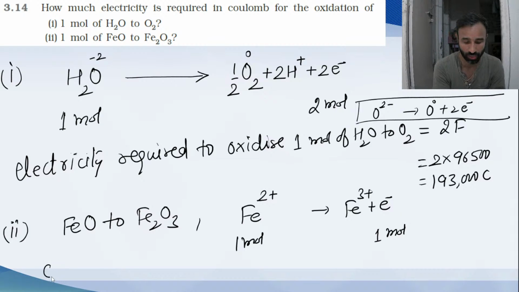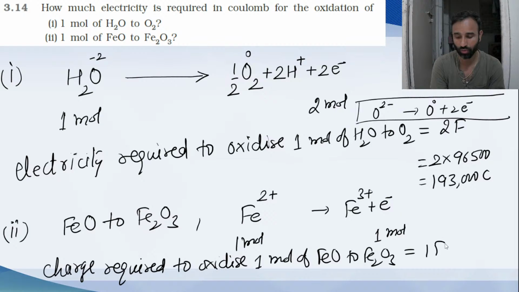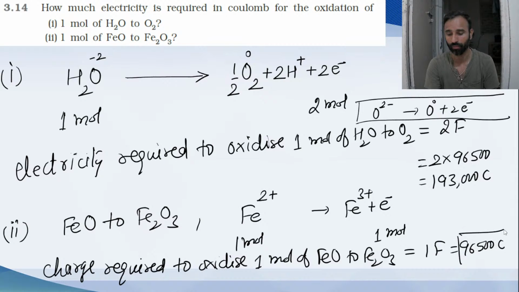That means the charge or electricity required to oxidize 1 mole of FeO to Fe2O3 is equal to only 1 Faraday. That is 96500 Coulomb. That's it. Question number 14.